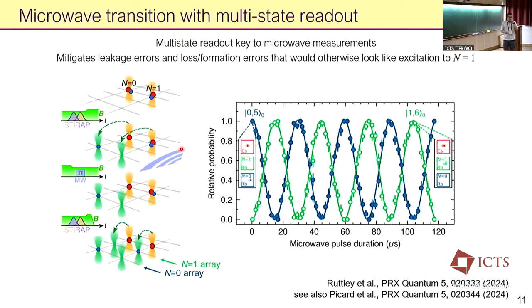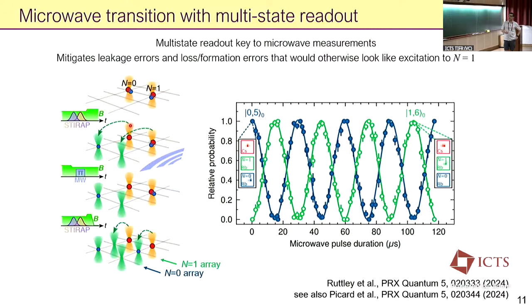One of the really powerful and important techniques is that we can do multi-state detection in the tweezers. Imagine we have two molecules, n equals 0 and n equals 1. If we break the molecule apart in n equals 0 with the STIRAP, that doesn't touch the n equals 1 molecule. Remember, it's state sensitive.